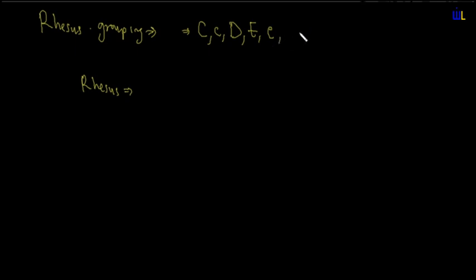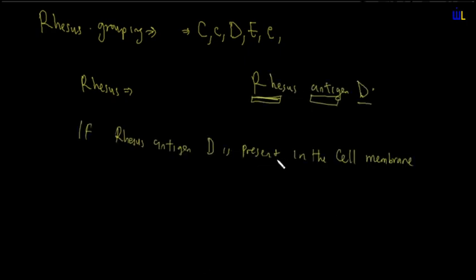However, the most important Rhesus antigen is Rhesus antigen D. So if Rhesus antigen D is present in the cell membrane, the blood is said to be Rhesus positive. Is it clear?